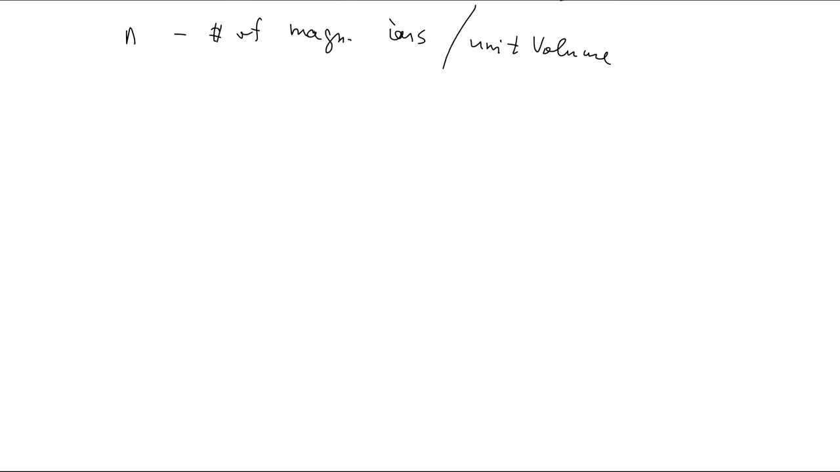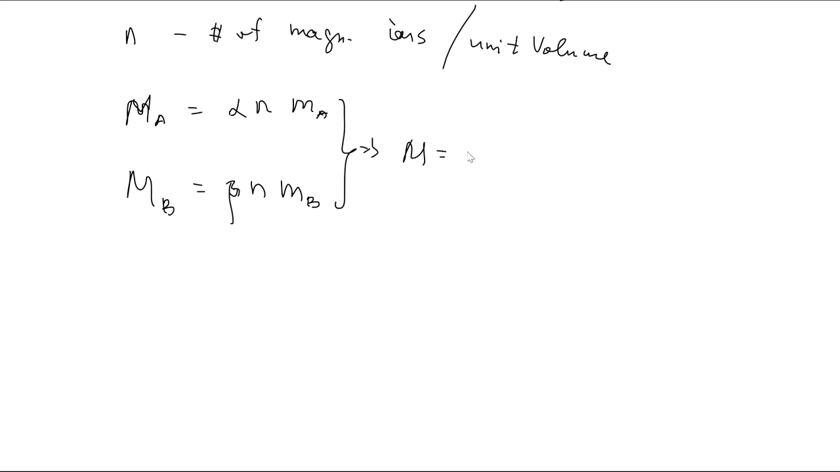So as you remember, magnetization would be magnetic moment per volume. So therefore, we can write down that our magnetization of sublattice A, big M, would be equal to fraction of atoms in sublattice A times number of atoms per unit volume times magnetic moment, average magnetic moment of these ions. Same thing for MB. That would be beta and MB. Okay, so we know these two. So what we can do is from this, we can write the total magnetization of our material, MA plus MB.